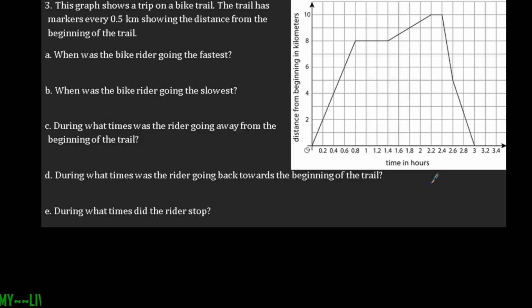For number 3, it says this graph shows a trip on a bike trail. The trail has markers every 0.5 kilometers, showing the distance from the beginning of the trail. So for the first part, it says when was the bike rider going the fastest? Well, when we say the fastest, so let me draw this out, I'm talking about the steepest slope. And actually, if I look at the steepest slope, it's going to be this section right here.